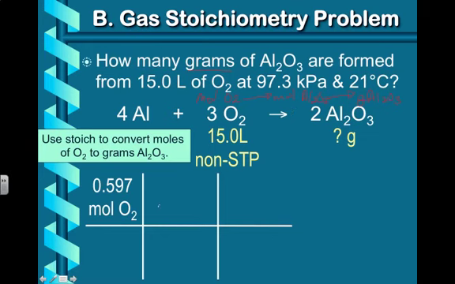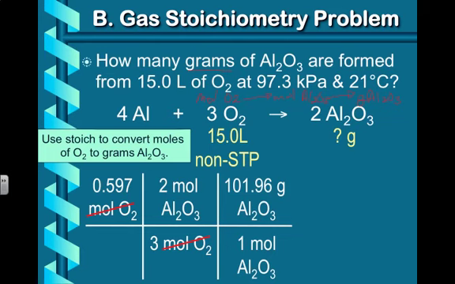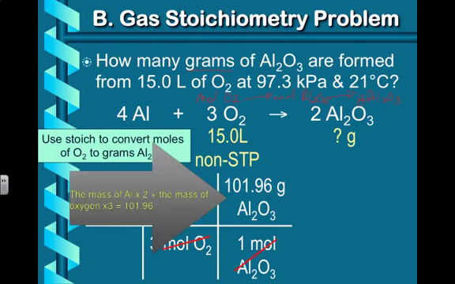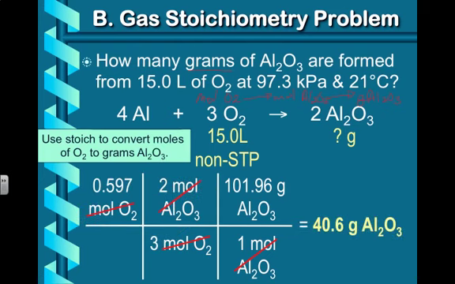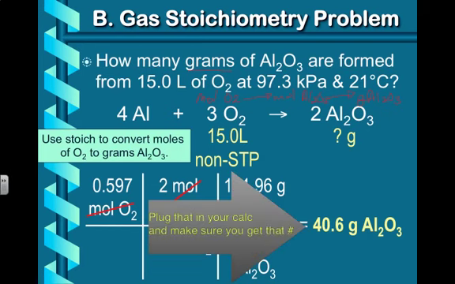Whenever we do moles to moles, we use the coefficients. Moles of O2 will go on the bottom. Moles of aluminum oxide will go on the top. There are 2 moles of aluminum oxide for every 3 moles of oxygen. Those numbers come from the coefficients. Now I'm going to go to grams, so I use the molar mass. Whenever I go from moles to grams, I use the molar mass. When I solve, I should have 0.597 times 2 divided by 3 times 101.96, which gives me 40.6 grams of aluminum oxide.